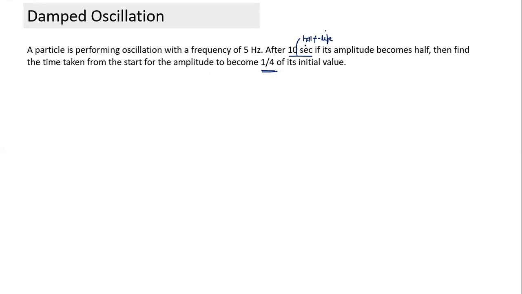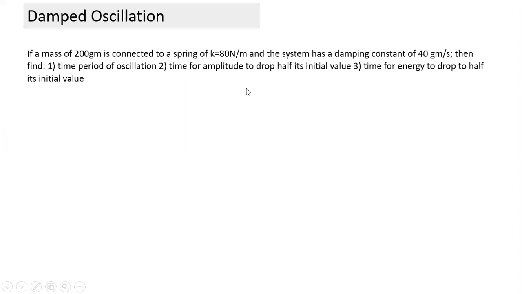Every 10 seconds, it will keep becoming half. From 0, if it was E naught, after a 10-second interval it has become E naught by 2. For the next 10-second interval, the beginning amplitude was A naught by 2, and at the end of the same time period it will become half of the amplitude at the beginning of the interval, that is E naught by 2 by 2, which is E naught by 4. So every half-life, the amplitude becomes half. Let's look at this question.